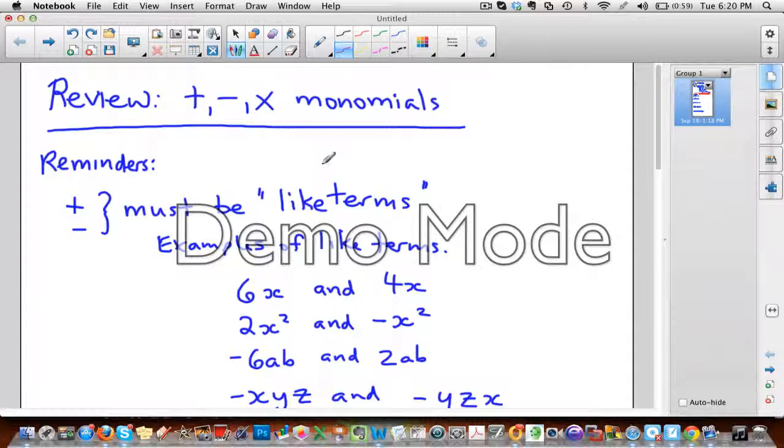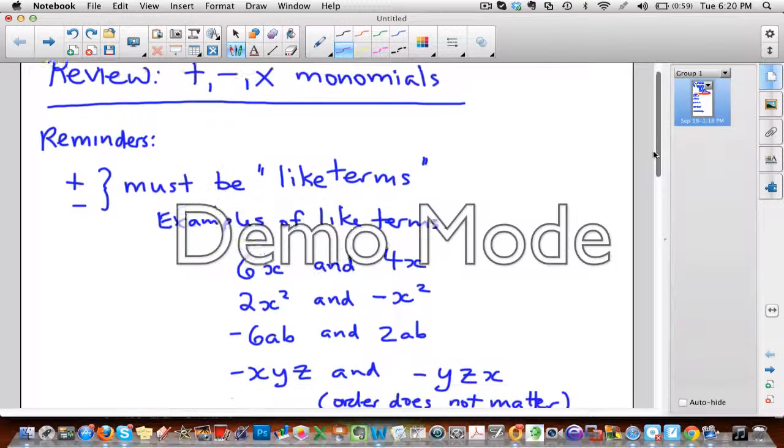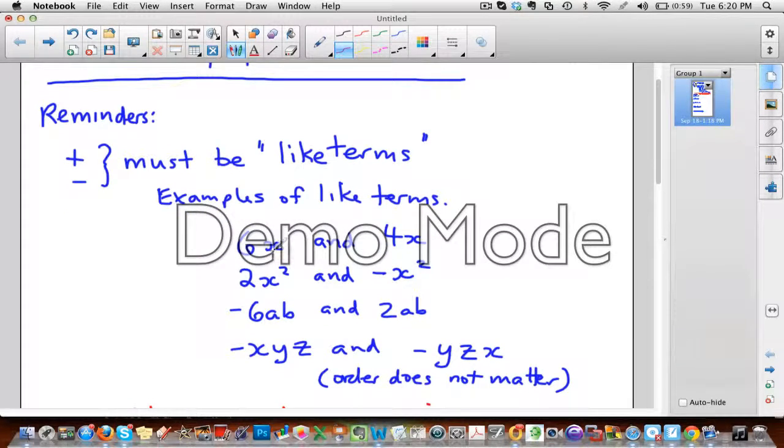Welcome. This is a review on adding, subtracting, and multiplying monomials. Just a few reminders. One reminder is that if you want to add or subtract monomials, they must be like terms. This is a bit of review from last year. Examples of like terms are 4x, 6x, and 4x.